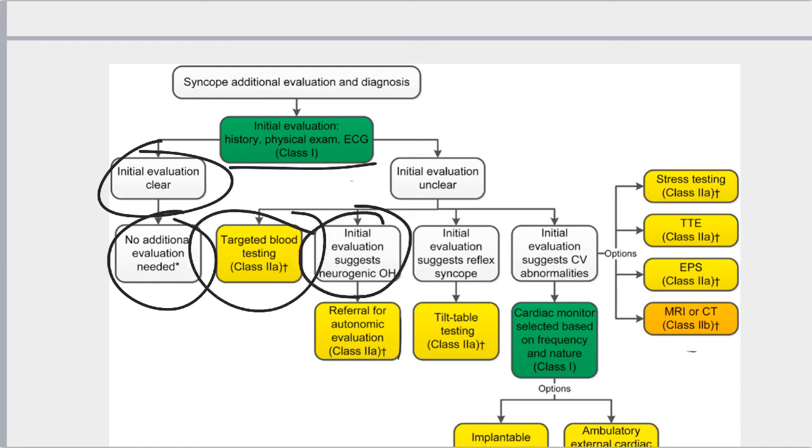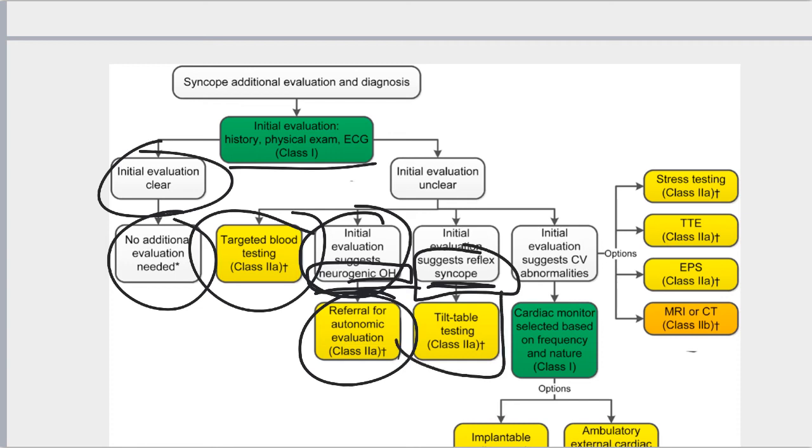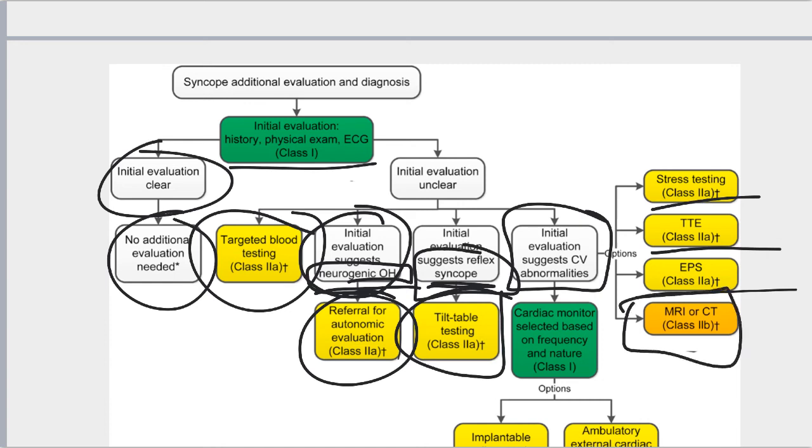However, if there's some kind of suggestion in the initial workup, say for example, it happened when the person stood up, or it happened when they went to the restroom. So if the suggestion is orthostatic hypotension, you can do a referral to autonomic evaluation. If it suggests reflex syncope, you do a tilt table test. If it looks like there's some kind of structural cardiac abnormality, you can do a TTE. You can also do stress testing if it looks like a bradyarrhythmia. There are electrophysiological studies available. MRI and CT are also available.